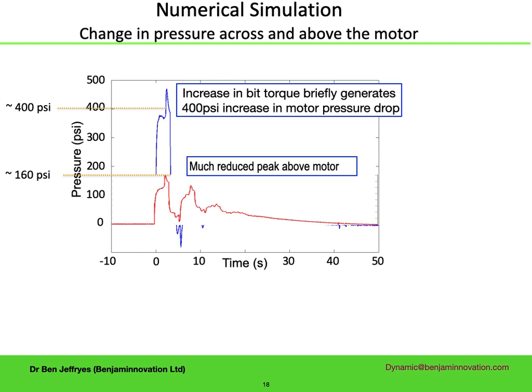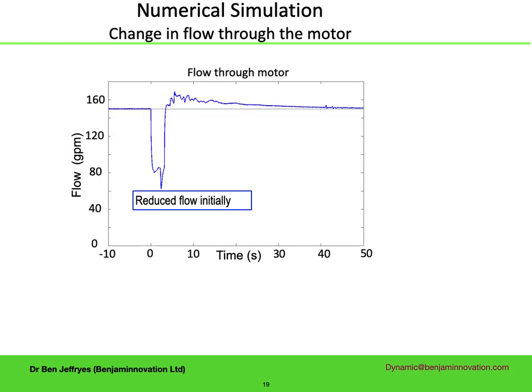Now add change in pressure above the motor from the same simulation. You can see that the peak has been reduced by a factor of more than 2. You can also see the effect of fluid reflections and the long tail that is the low-pass filtering effect. The flow through the motor is reduced by about 40% during the torque spike, storing fluid which is then released when the torque reduces.